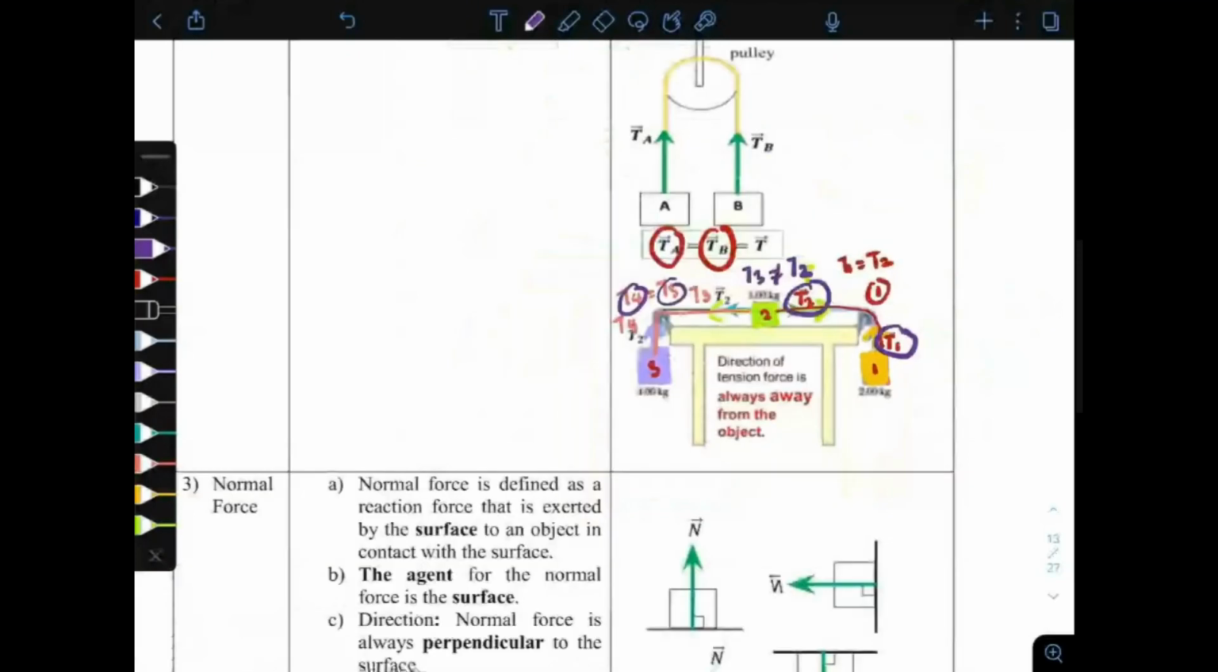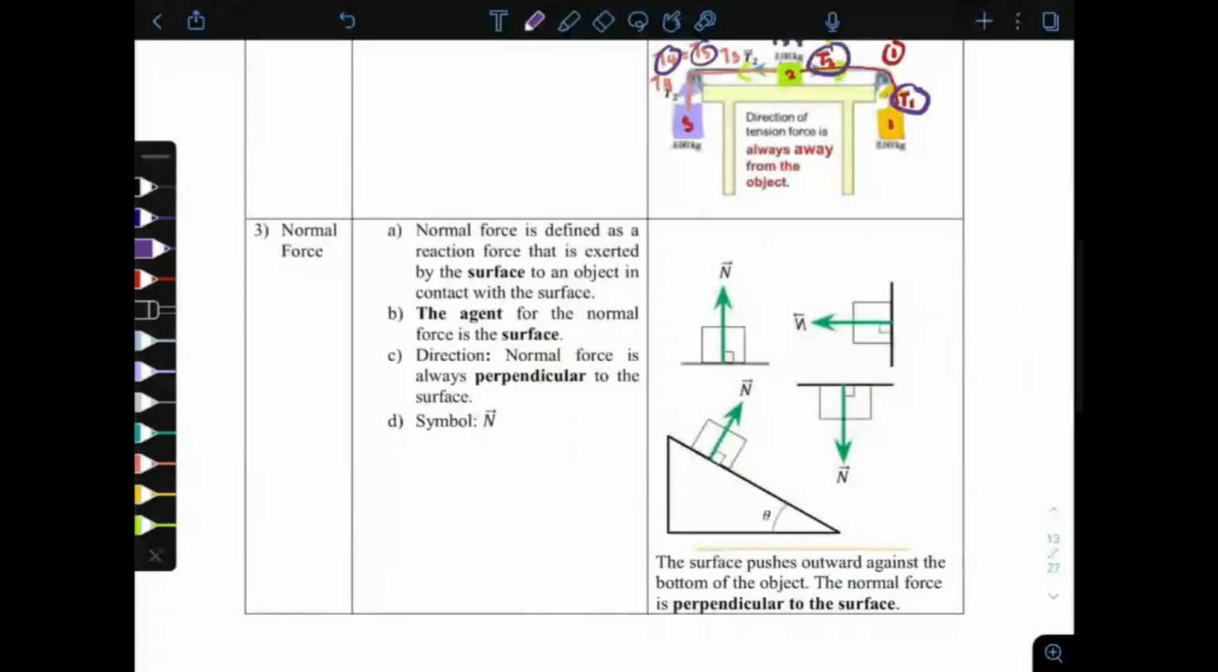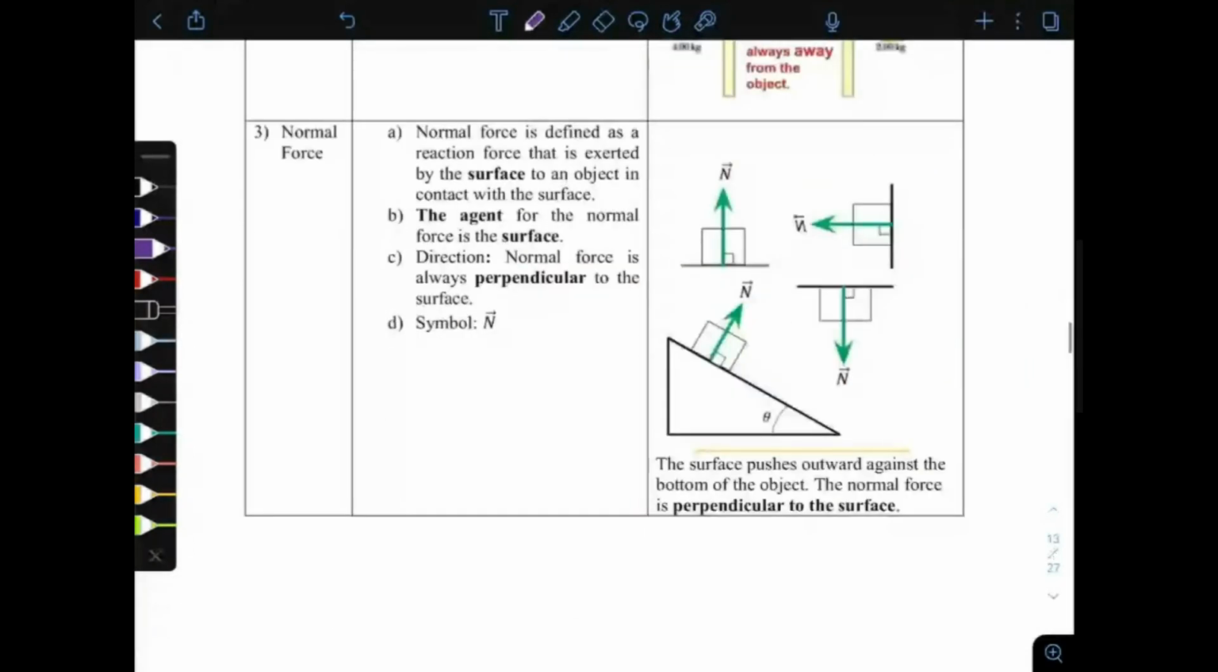Okay, that's it for tension. Next, we're going to look at the normal force. Normal force is defined as the reaction force that is exerted by the surface to an object in contact with the surface. Okay, this is basically a reaction force when your object is touching a surface. They're in contact with a surface. Okay, this reaction force is due to the surface is exerting force on the object.